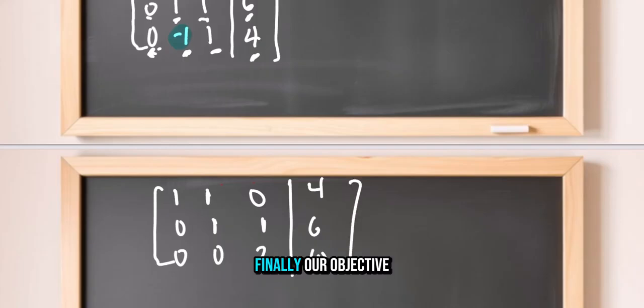Finally, our objective has been matched. And what is our objective? We want the whole of this to be 0, so we can have the upper triangular matrix. Now, looking at this carefully, here we have our coefficients to be A, B, C.